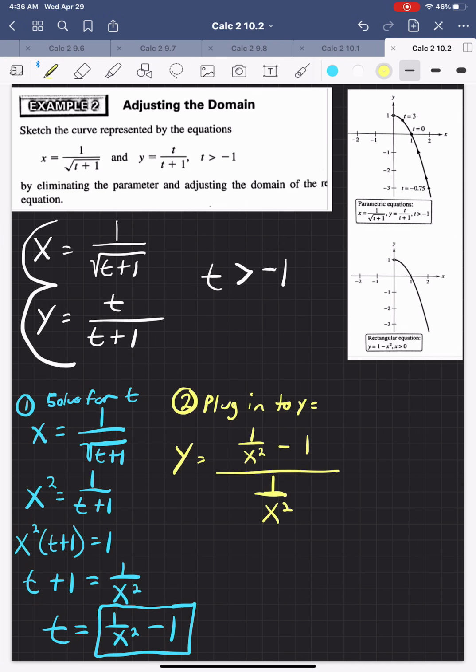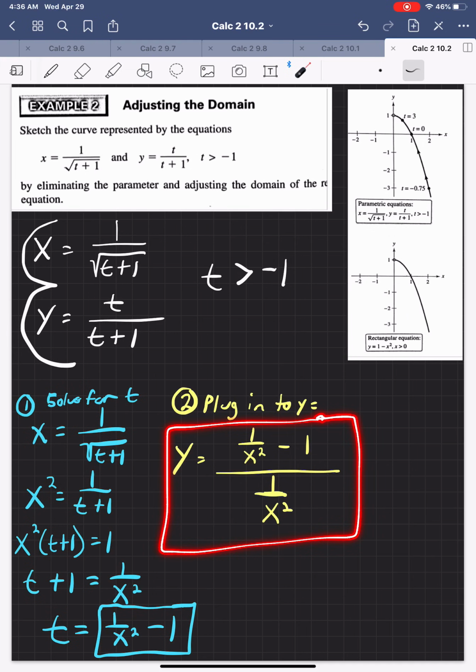So at this stage, we have solved for y, basically. Or let me rephrase that. This is the rectangular equation. Now, it's a little bit sloppy, right? But do you agree with me there's no longer a t variable? So you have eliminated the parameter at this point.